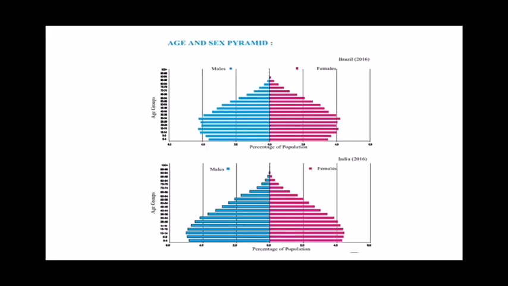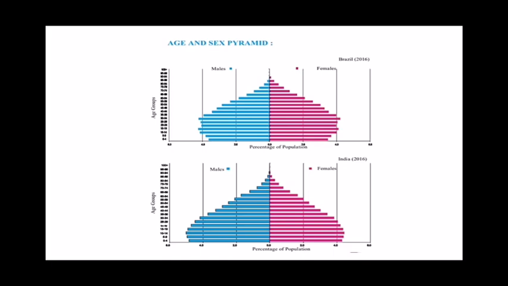Next we'll see the age and sex pyramid. In this, what exactly you're going to learn is the number of men and women in the country. Considering the age of the population, Brazil's population is getting slowly older, but in India the situation is different. The proportion of youth in India is more. This means India has a higher working population.